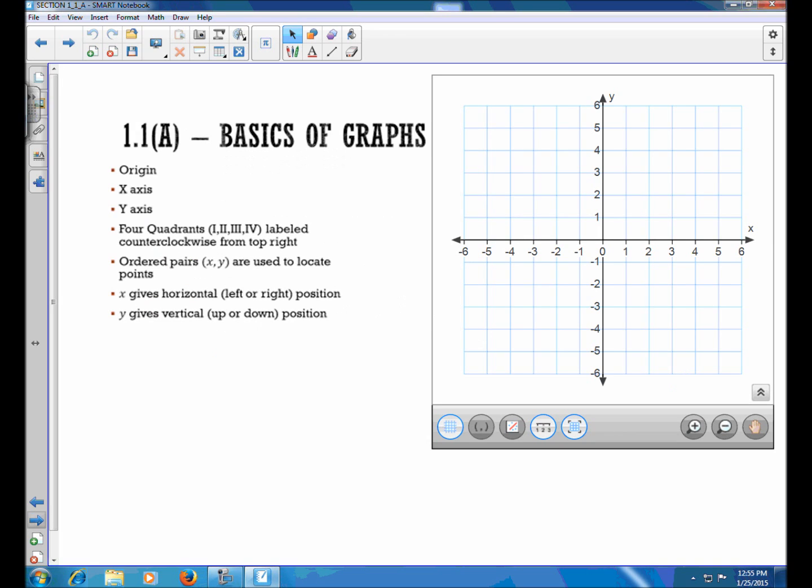So the first thing we're going to talk about is just the basics of a graph. As you can see on the right here, we just have a basic Cartesian graph. You have an x-axis and a y-axis. There are certain points about this graph that are important. The first one is the origin. The origin is the point in the center of the graph. So there's the point there. That's the origin. Along with the origin, you have the x-axis, which is a horizontal line running through the center of the graph. And then you have the y-axis.